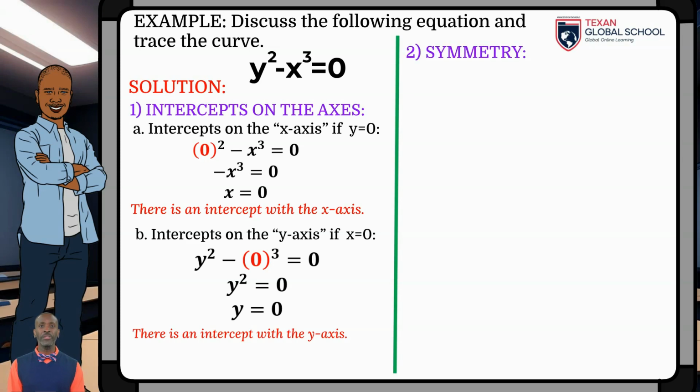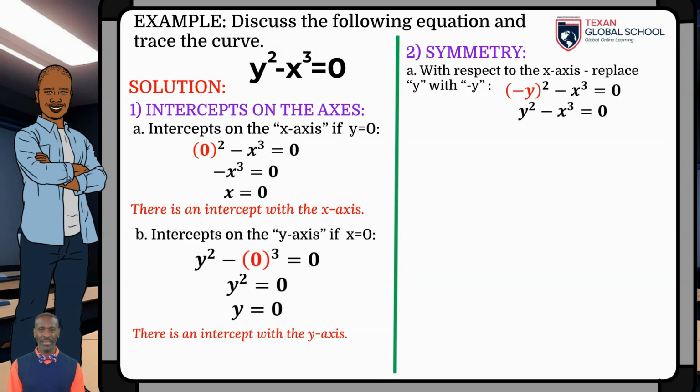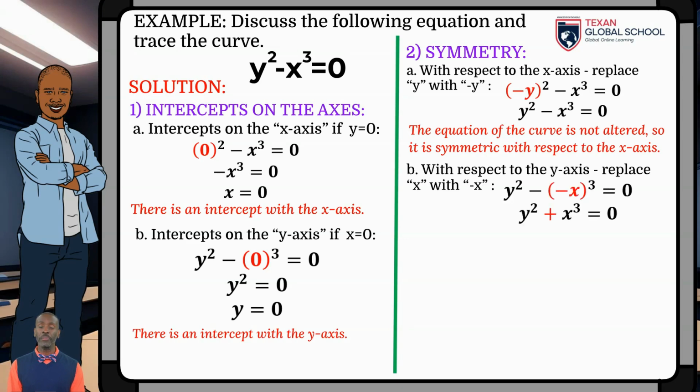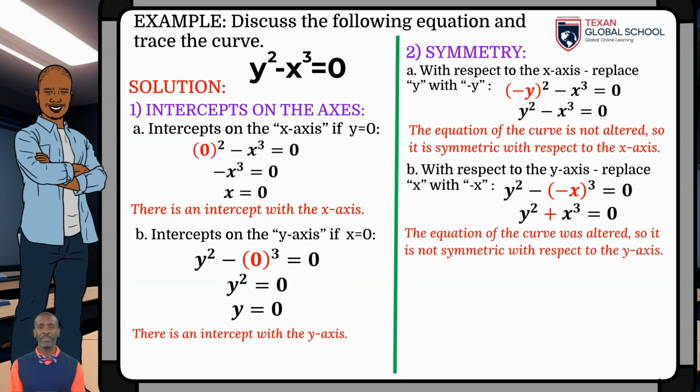To analyze the symmetry with respect to the x-axis, replace y by -y. Since the equation was not altered, the curve is symmetric with respect to the x-axis. To analyze the symmetry with respect to the y-axis, substitute x for -x. Hence, the equation of the curve did change.